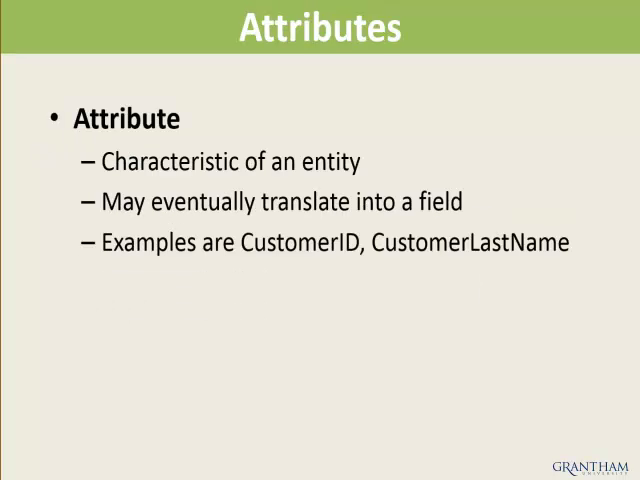Attribute. Attributes are characteristics of entities. Attributes may eventually translate into fields of a database table. An example of an attribute might be a customer ID, a sales date, an inventory number, or a sales amount.